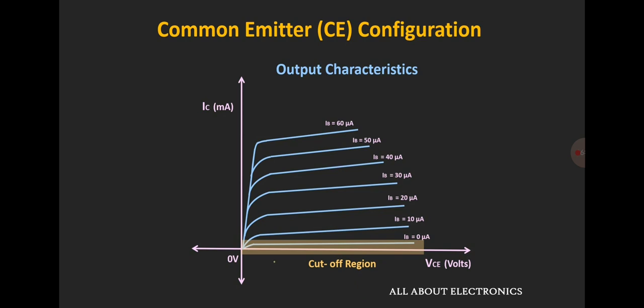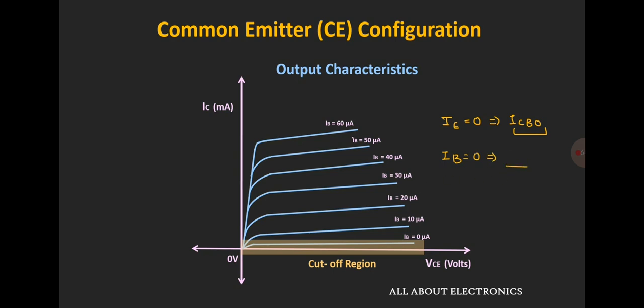Now in this cutoff region, if you notice over here, unlike the common base configuration, here the collector current is non-zero. Or we can say that in this cutoff region, the value of collector current is relatively large. In case of the common base configuration, we had seen that whenever the input emitter current is 0, at that time the collector current which exists is due to the reverse saturation current, and we had seen that it can be given as ICBO, or we can say that it is the leakage current. But in this common emitter configuration, whenever the current IB is 0, at that time the value of this leakage current is more.